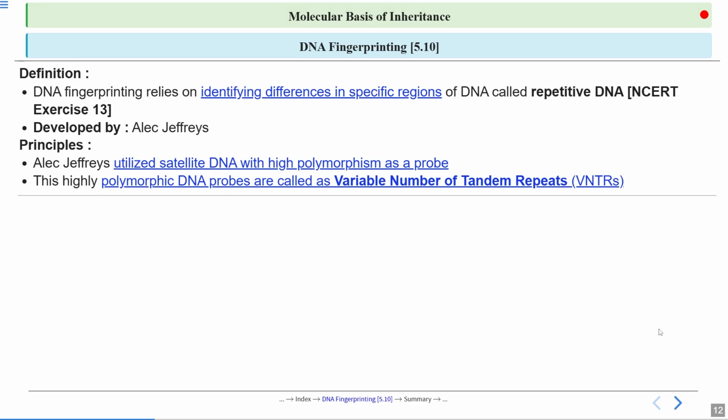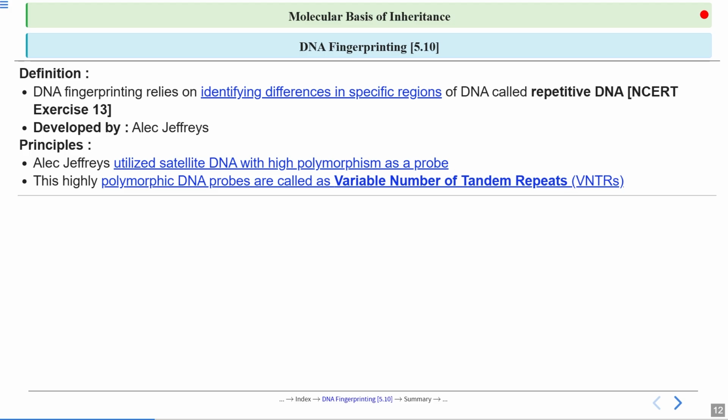So what does this fingerprinting rely on? It relies on identifying the differences in a specific region of DNA, which is repetitive DNA. It was developed by Alec Jeffreys. Now, what was the principle behind this? You will understand more in upcoming slides that Alec Jeffreys utilized satellite DNA, the satellite DNA which we have talked about.